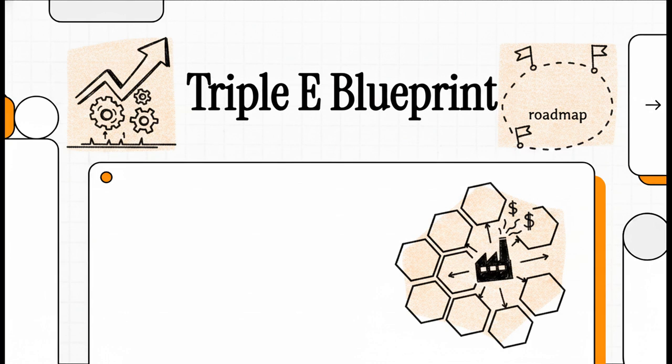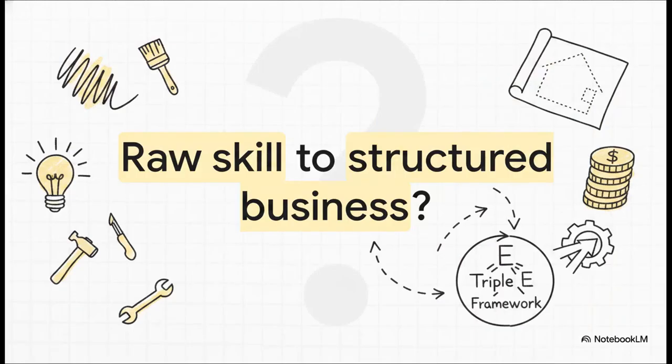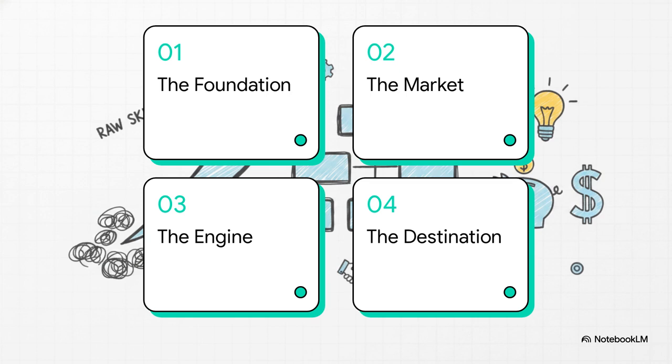thriving, structured enterprise. So, let's kick things off with a question that pretty much every creator, builder, or dreamer hits at some point. How exactly do you turn a raw skill into a structured, funding-ready business? It's like a giant puzzle, isn't it? You've got the talent, you've got the drive, but how do you actually organize all of that? Well, this explainer is going to be your absolute ultimate guide to charting out that exact entrepreneurial journey using the TripleE framework. To get us there, we'll be following a really clean 4-phase roadmap. We've got 1, the foundation, 2, the market, 3, the engine, and finally, 4, the destination. Let's get right into it.